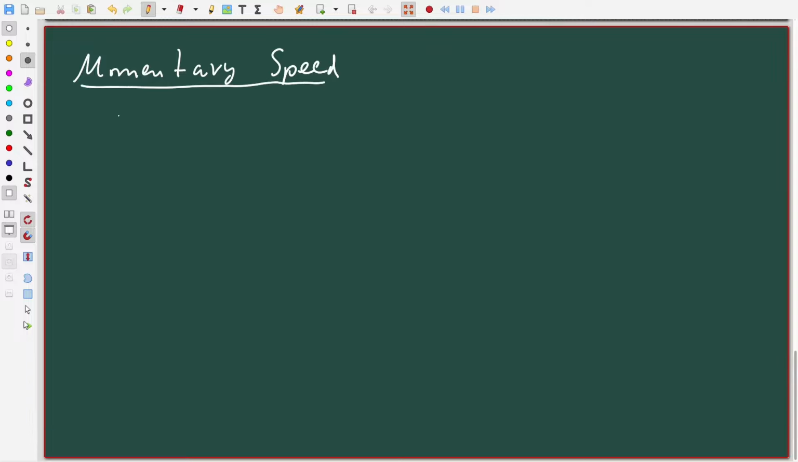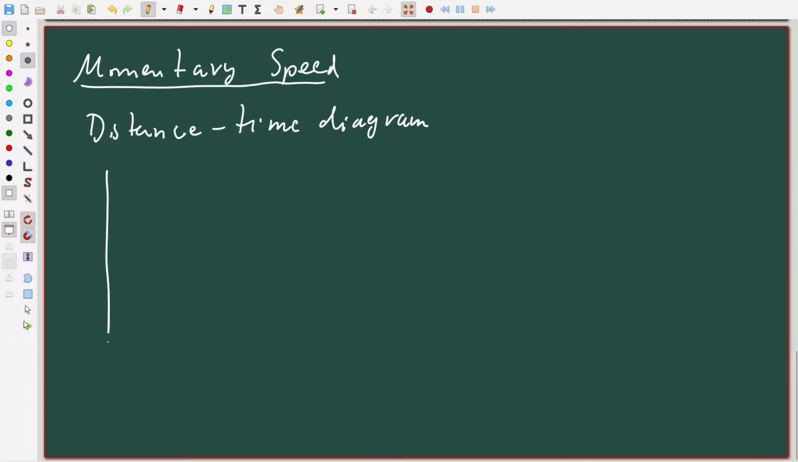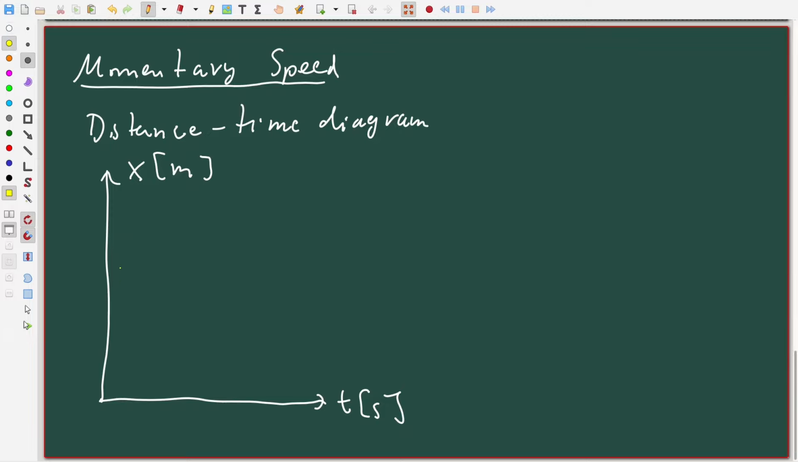And what does it mean? So in order to explain this, I would like to draw something which I call a distance-time diagram, which could look, for example, similar to this. We have on the x-axis our time in seconds, and on the y-axis we have our distance. If we assume that the object just moves along the x-axis, we can just write here x in units of meter. And now we can draw a few lines into this diagram just to understand it better.